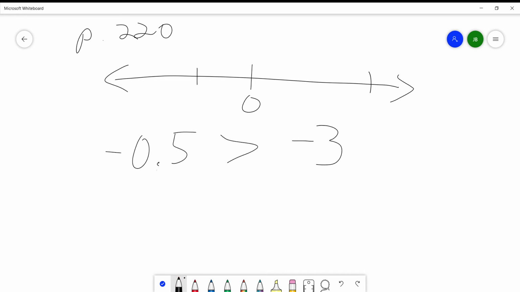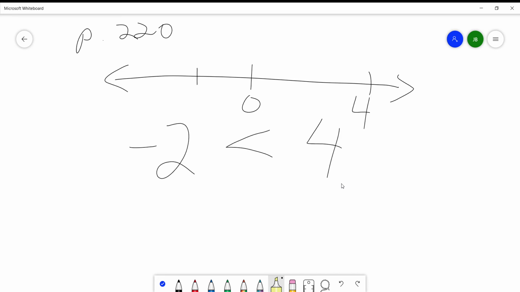I hope you got it right, because over here is going to be -3, and over here is going to be -0.5. Which one is farther to the right? This one is farther to the right. You can't see that when I wave my mouse around. That one's farther to the right on the number line, so it is greater. We're going to play with that a little bit more. It's going to start getting in your head, and it's going to be trippy.